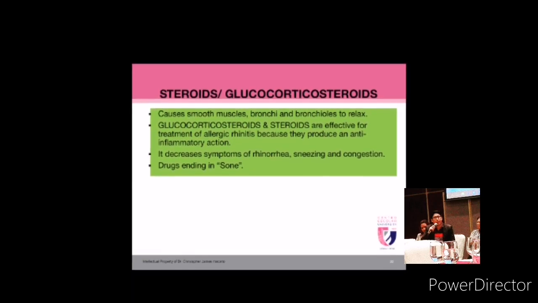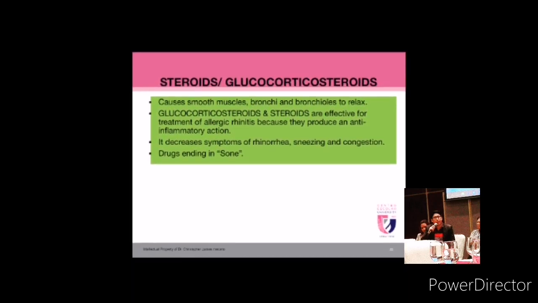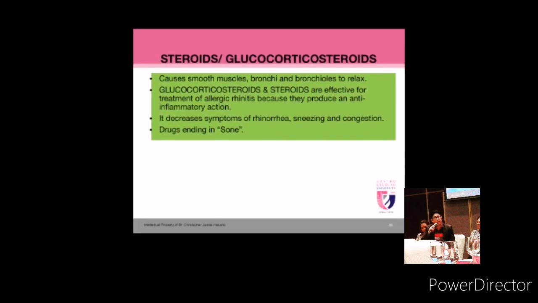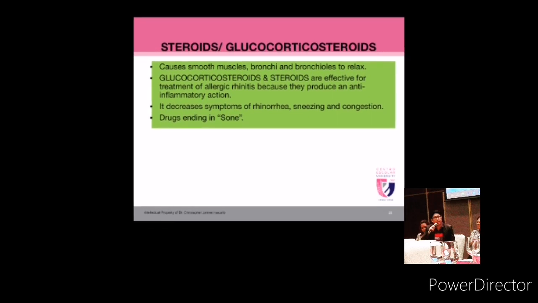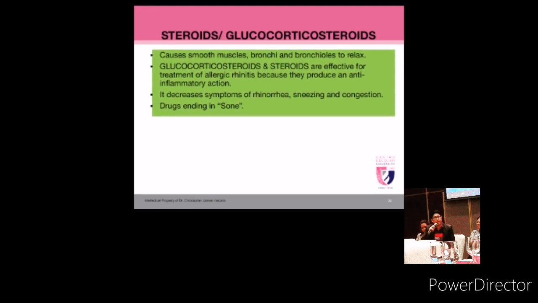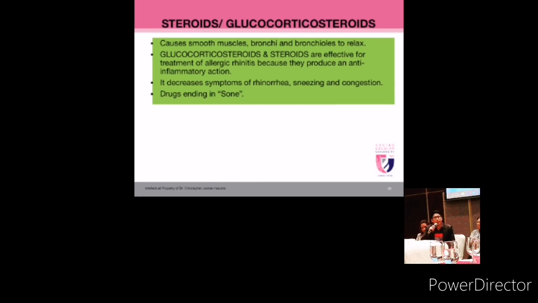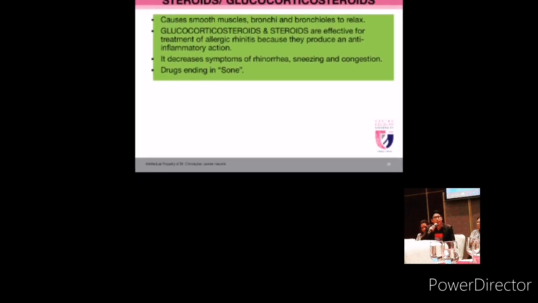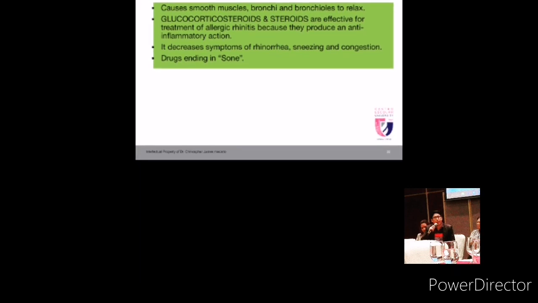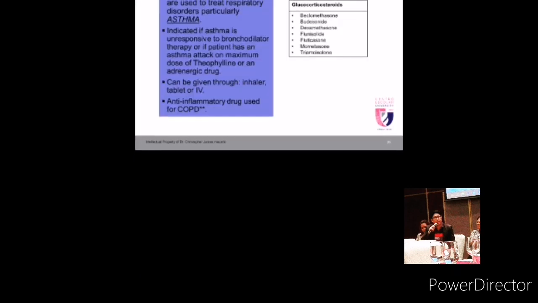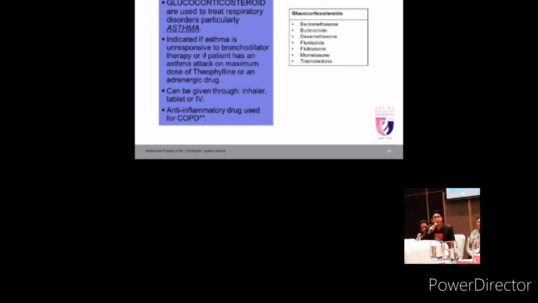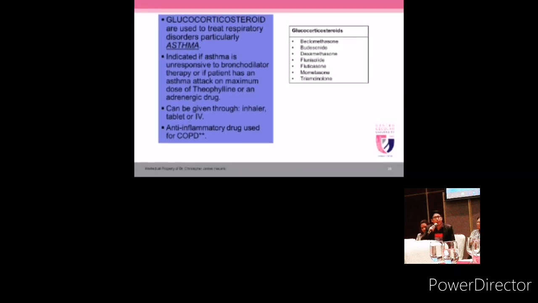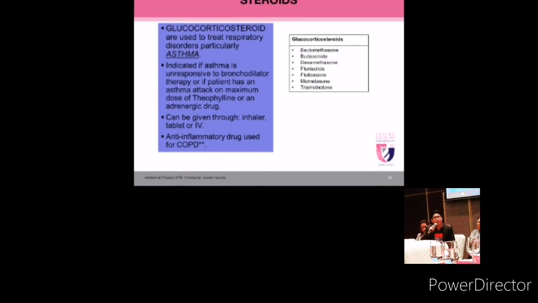Glucocorticosteroids and steroids are effective for treatment of allergic rhinitis because they produce an anti-inflammatory action. It decreases symptoms of rhinorrhea, sneezing, and congestions, and these drugs usually end in son. Glucocorticosteroids are used to treat respiratory disorders, particularly asthma.